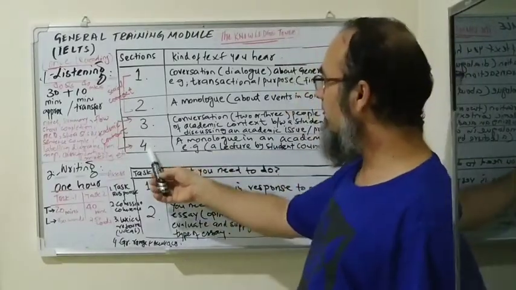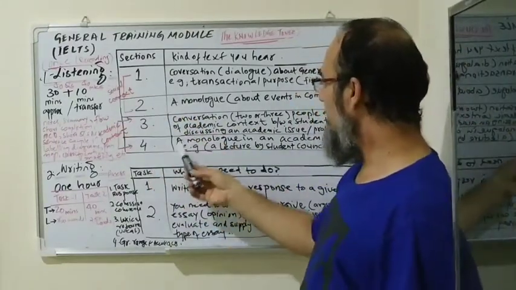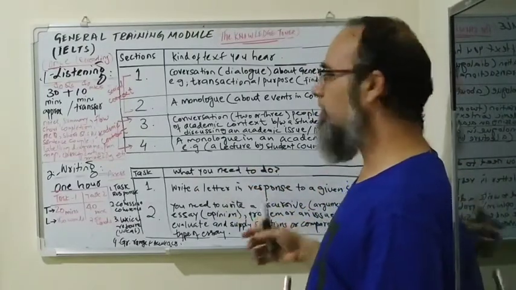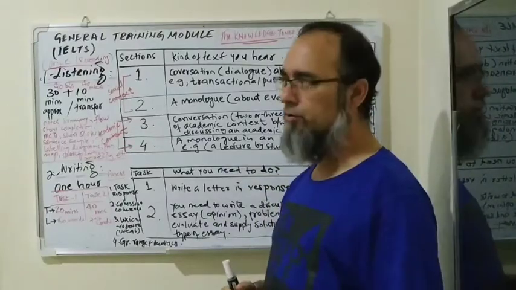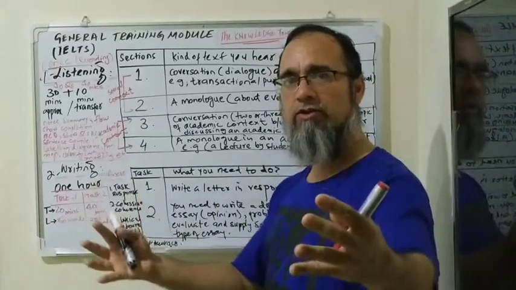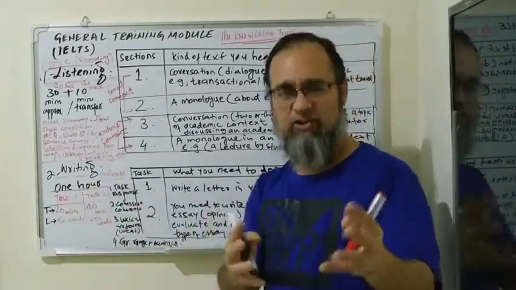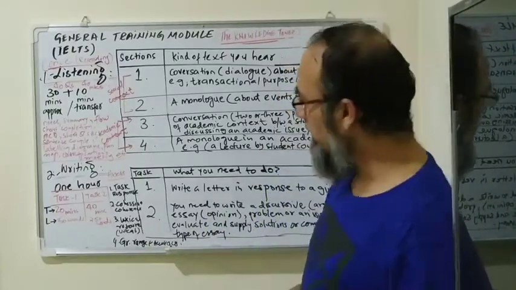Then we have section 4 in the listening module, which will once again be a monologue in an academic context. For example, a student advisor or a president of a university or college will be talking about the overall image, purpose and aim of the university. So it will be a kind of lecture in a monologue. You will listen to that and answer the questions accordingly.